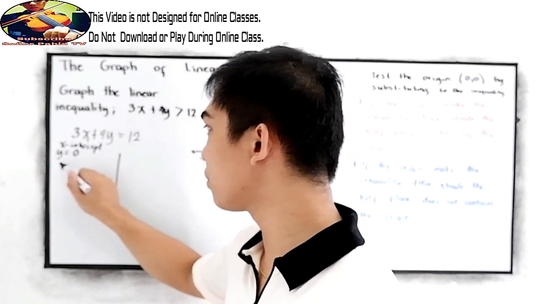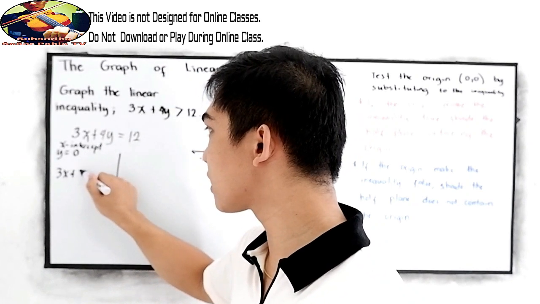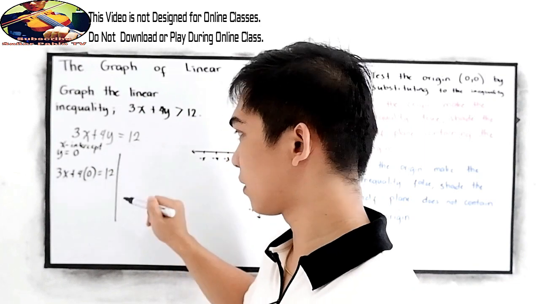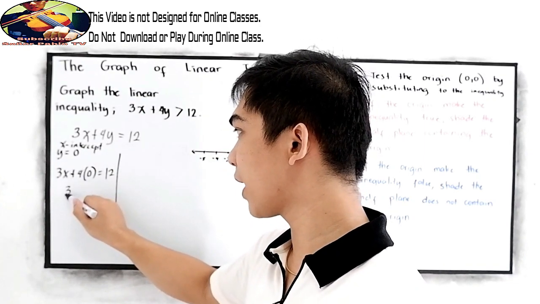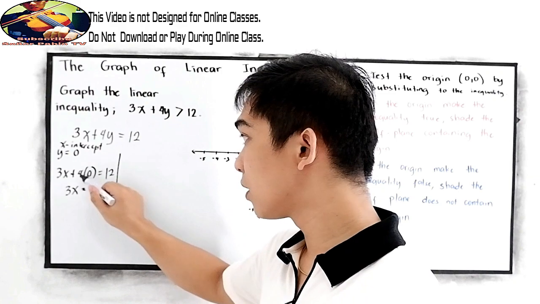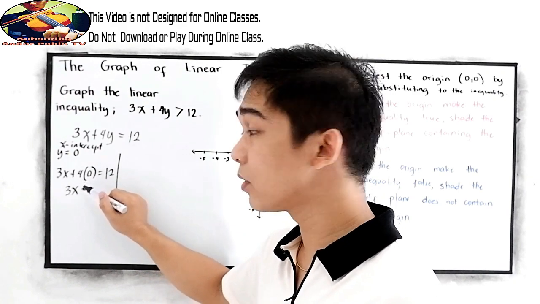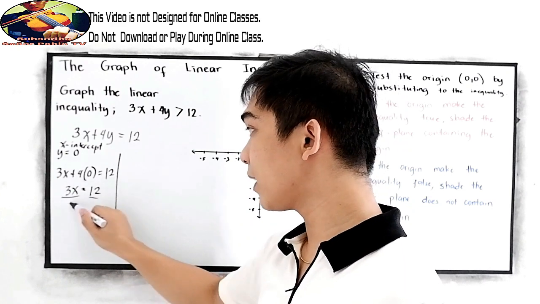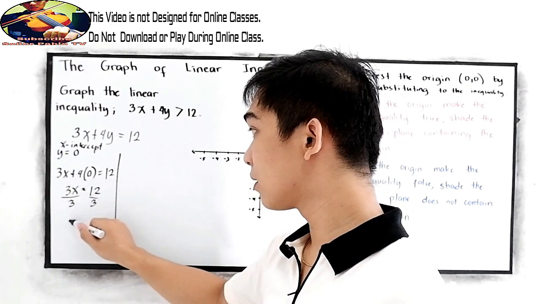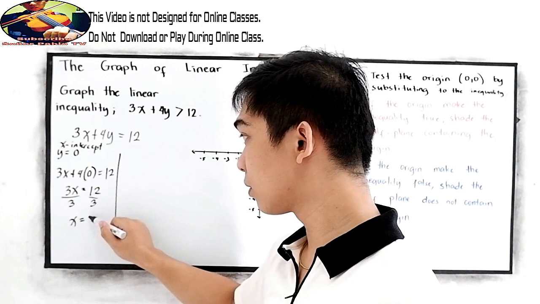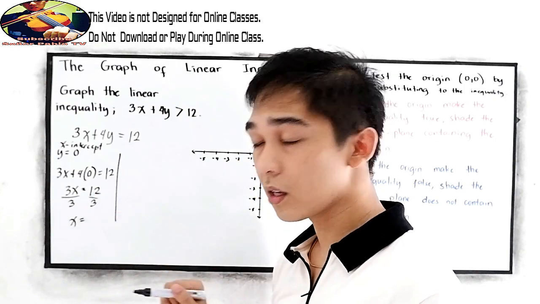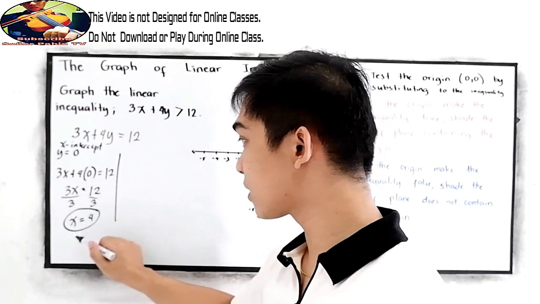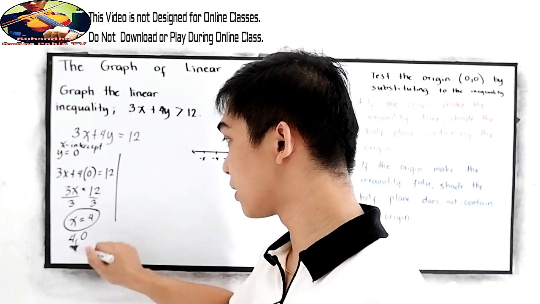So if y is 0, we have 3x plus 4 times 0 is equal to 12. Now we have 3x plus 4 times 0, that is 0, is equal to 12. Divide by 3. Now x is equal to 12 divided by 3, which is 4. So our x-intercept is (4, 0).